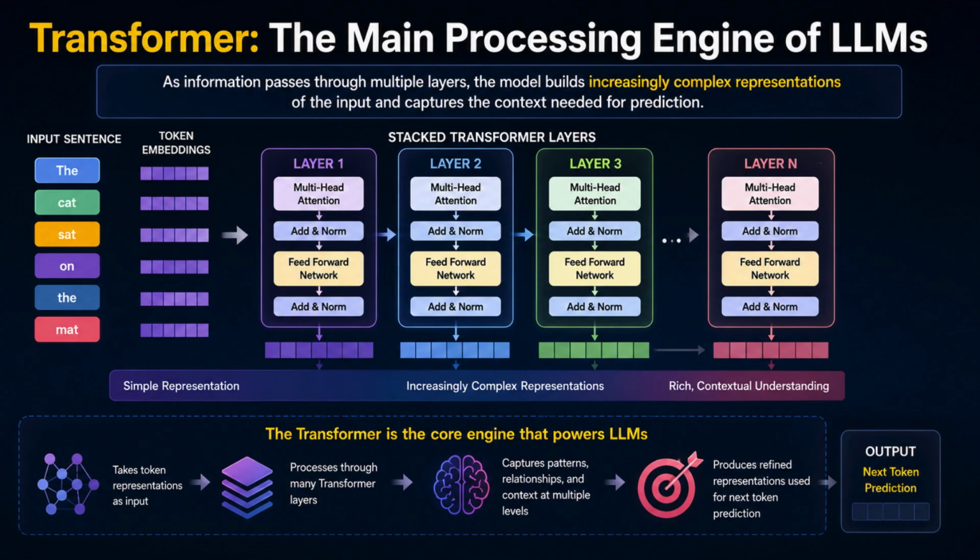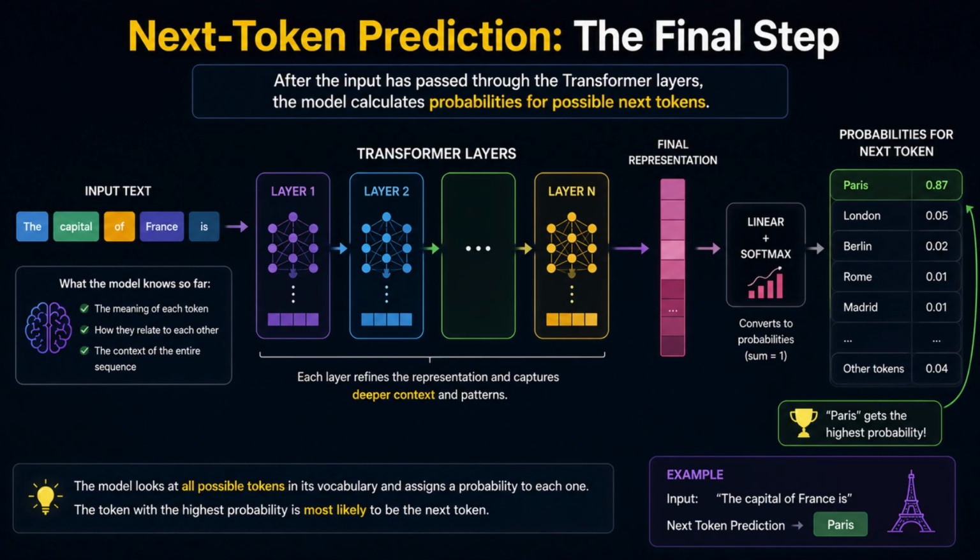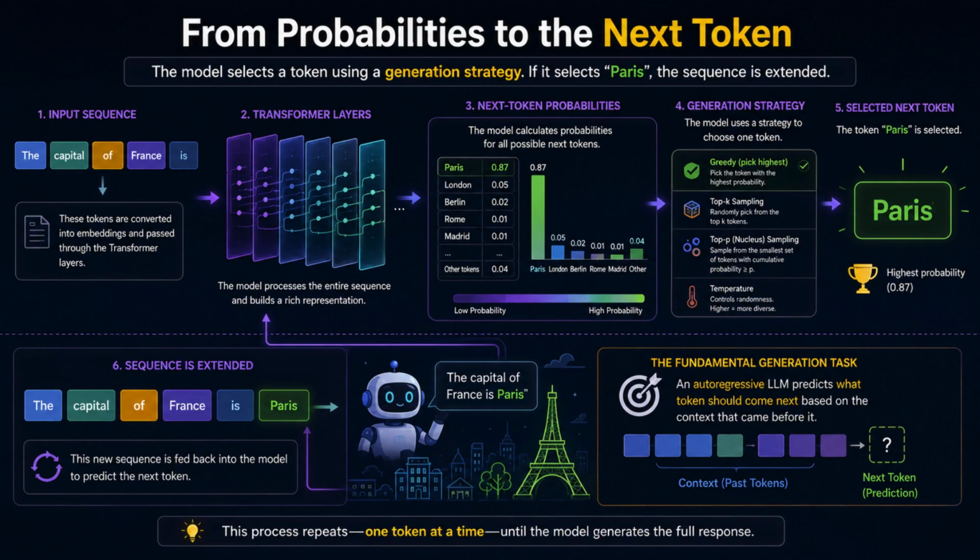After the input has passed through the transformer layers, the model reaches the most important stage of generation, next token prediction. The model takes everything it has processed so far and calculates probabilities for possible next tokens. For example, if the input is "the capital of France is", the model may assign a very high probability to the token Paris, while other tokens receive lower probabilities. The model then selects a token according to its generation strategy. If it selects Paris, the sequence becomes "the capital of France is Paris." This is the fundamental generation task of an autoregressive LLM, predicting what token should come next based on the context that came before it.